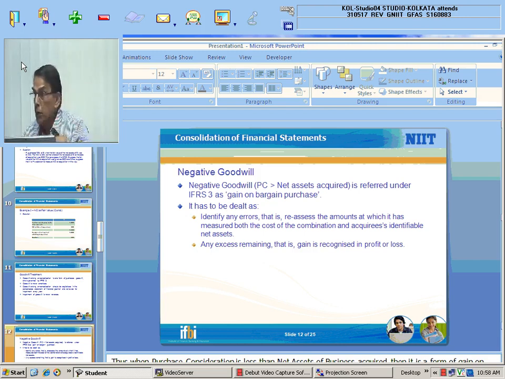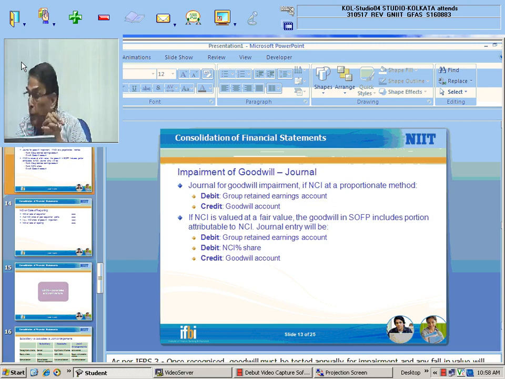So, journal for the goodwill impairment. Goodwill impairment takes place, and if NCI is at the proportionate method, proportionate share of the net assets, then we will debit group retained earnings account and credit goodwill account. How do we journalize the goodwill impairment entry? We have to debit the group retained earnings account and credit the goodwill account to the extent of the impairment.